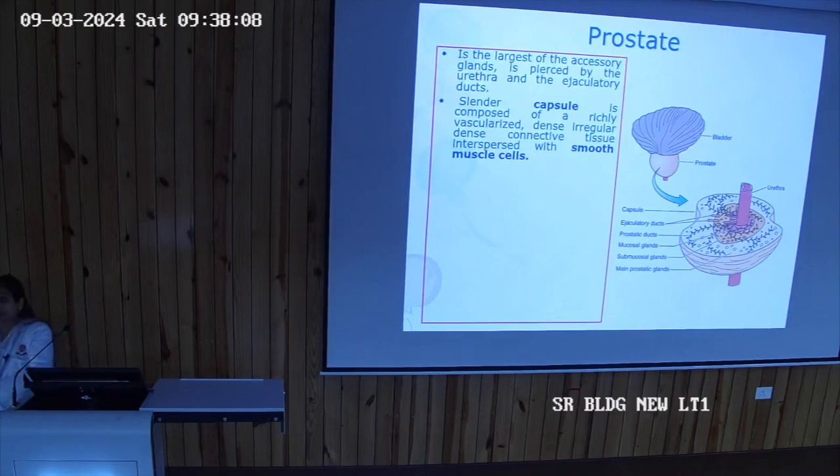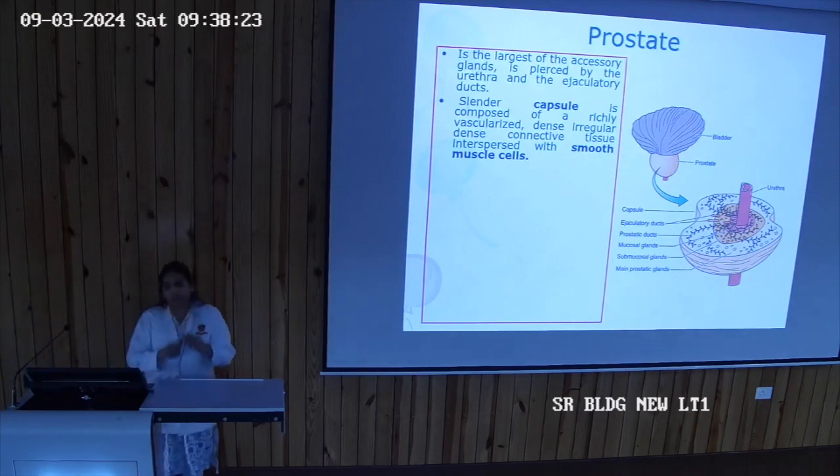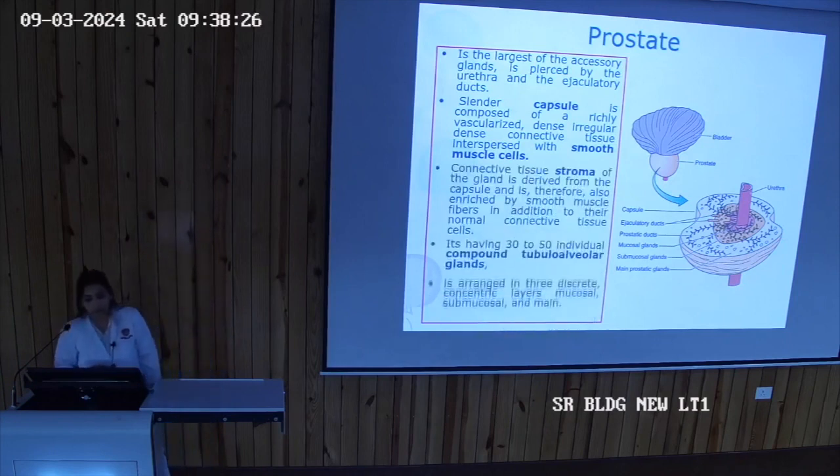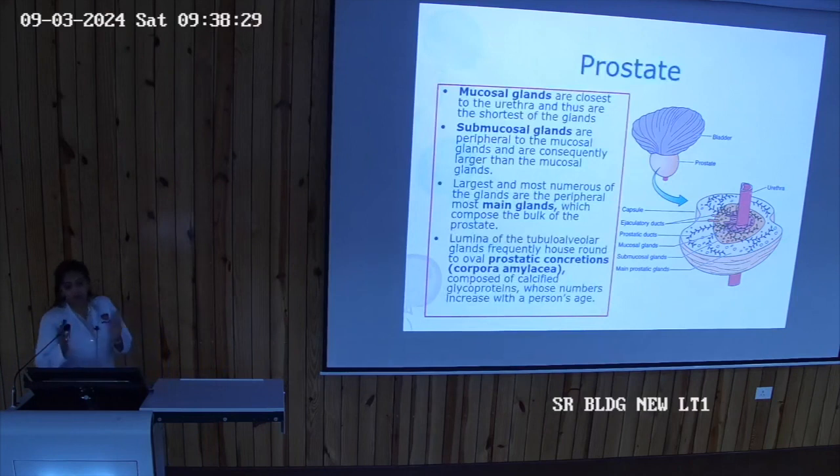Now here the cells are basically alveoli, which are forming tubuloalveolar glands. There are 30 to 50 tubuloalveolar glands in the prostate. Now these glands are divided into three parts which surround the penile urethra. The innermost, which is surrounding the penile urethra, is the mucosal gland, which opens directly into the penile urethra. Then the intermediate part has submucosal glands, which open through ducts into the penile urethra, and the largest one, the main prostate gland, is the outermost, which opens again through ducts into the penile urethra.